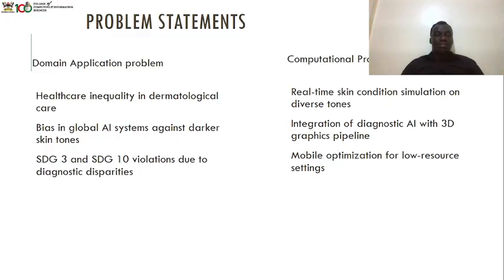And then there is a bias in global AI systems against darker skin tones. We have seen that existing systems have used white people's skin data sets, which is not favorable for the darker skin tones. And it usually leads to misdiagnosis, and in most cases, it doesn't work at all. And then the computational problem: we have real-time skin condition simulation and diverse tones, which is one thing that we want to work on. And then integration of diagnostic AI with 3D graphics.